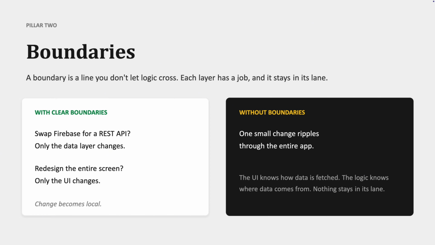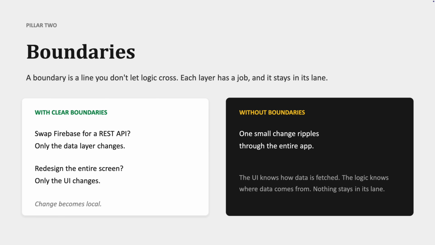With these clear boundaries, there are benefits that come with it. A good example: you can swap Firebase for a REST API, and only the data layer changes. You can also redesign the entire screen, and only the UI changes. So there's a pattern. Changes are local and very specific. And that's the goal.